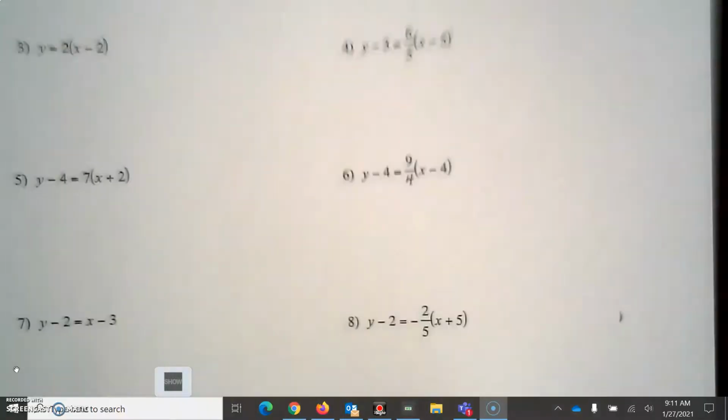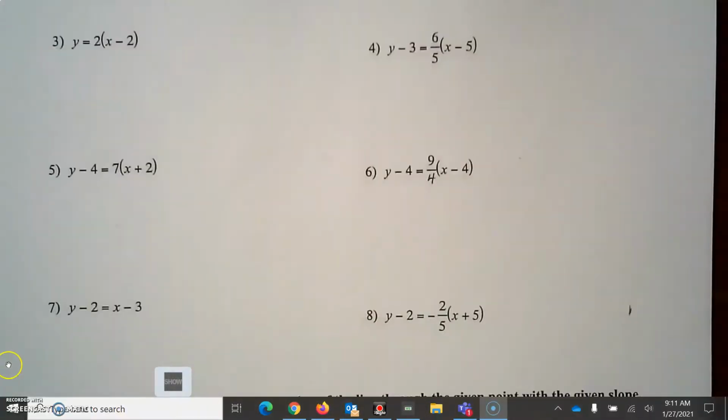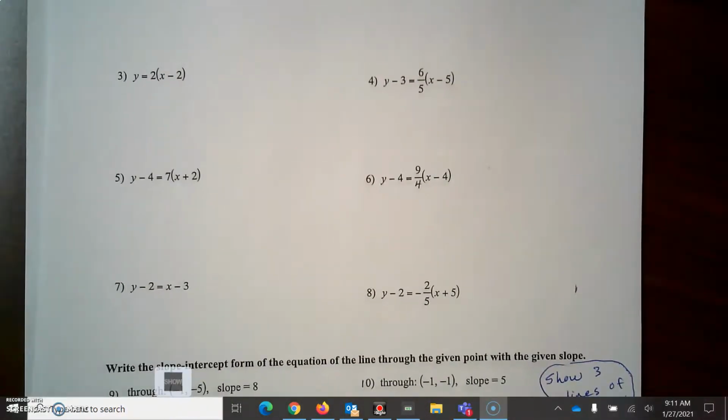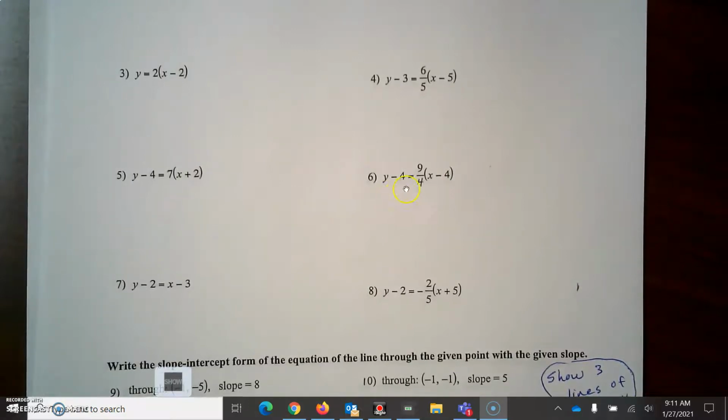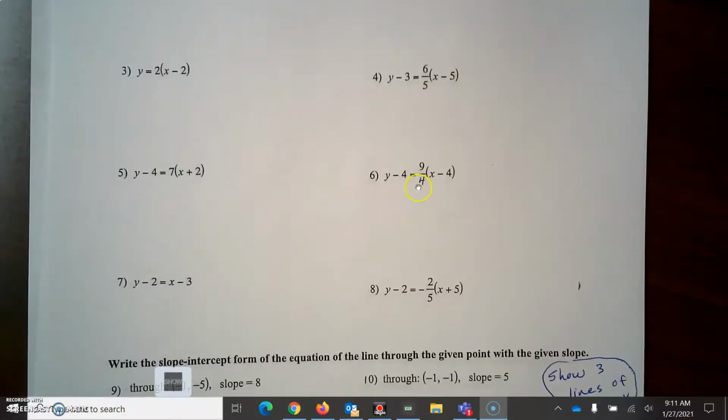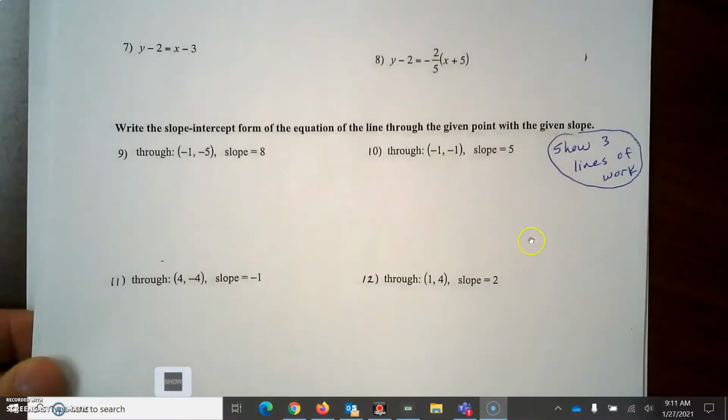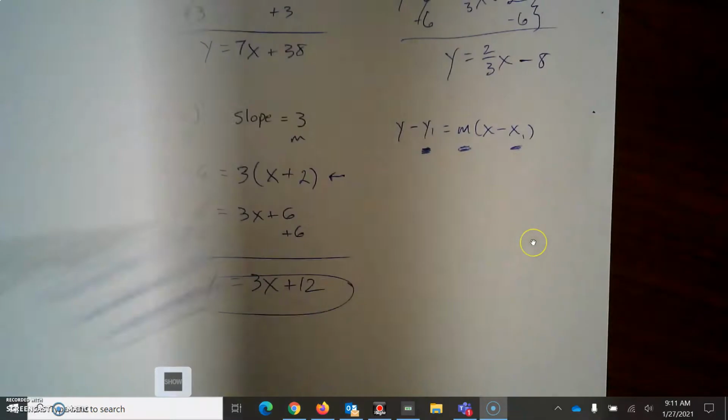The first 8, you just distribute and cancel the number on the left. Notice the fractions. The 5 will cancel with the 5, the 4 will cancel with the 4, and here again, the 5 will cancel with the 5. They'll work out just like the notes. And at the bottom, there are 4 where you have to write the equation in point-slope form first. Notice I wrote over here, show 3 lines of work, just like I did on the notes.